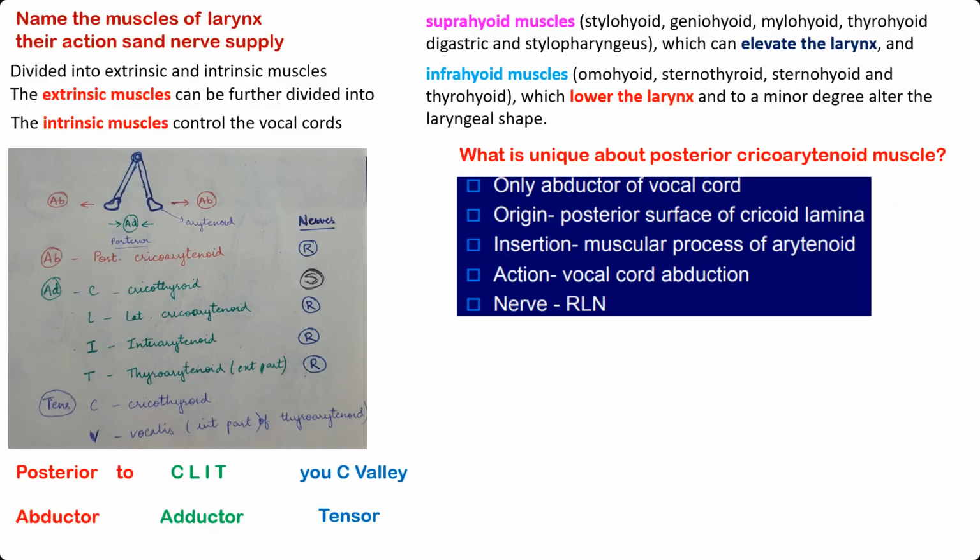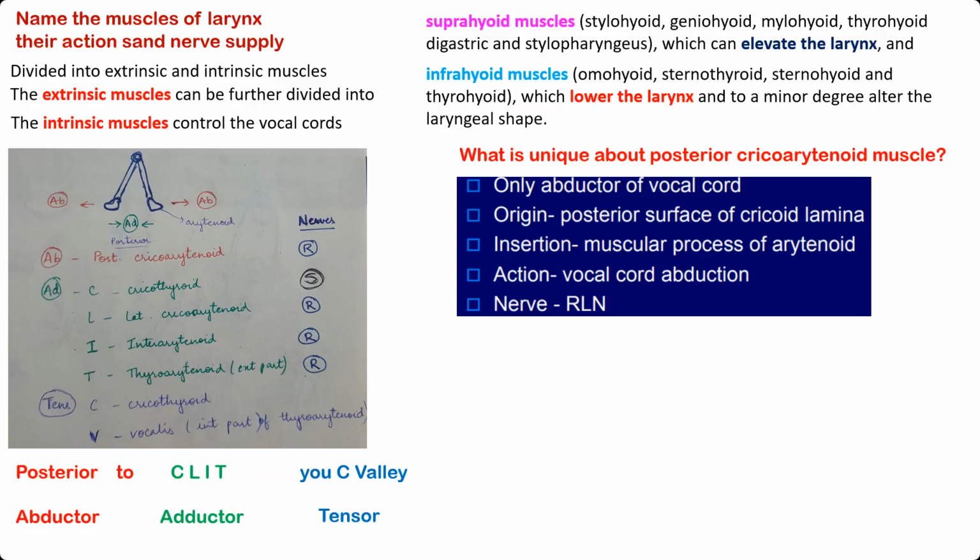Which muscle will be still acting? The abductor is not acting, so which is the muscle still acting? Adductors. So what will happen to the vocal cord? Will it come to the midline or go away from the midline? Come to the midline, sir. Paramedian. Yes, either midline or paramedian.